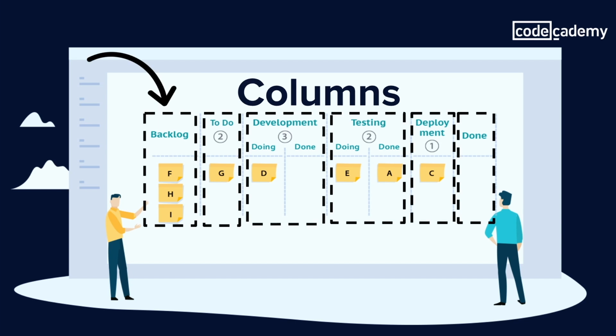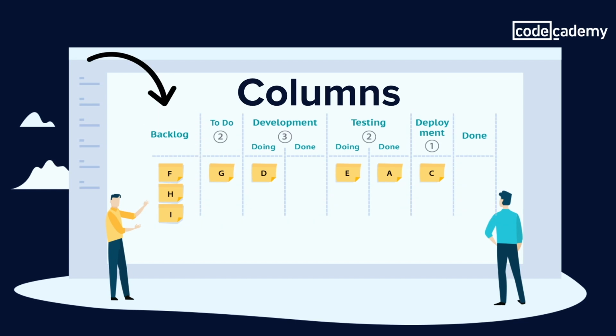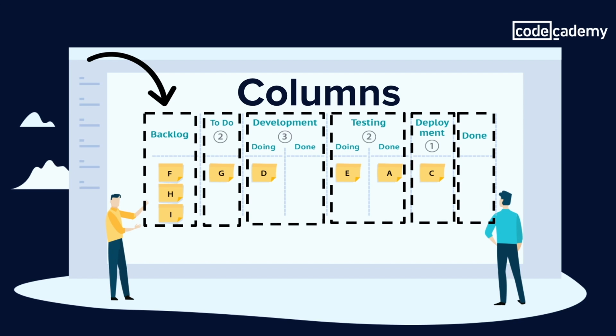Now, these columns represent the status of the work to be completed. The most basic implementation of the board will have columns to track work that needs to be done, work that is actively being worked on, and work that already is done. There are also other boards that can be more granular with the columns to show things like work that is blocked or work that is no longer relevant. It's really up to the team to decide what works best for them.